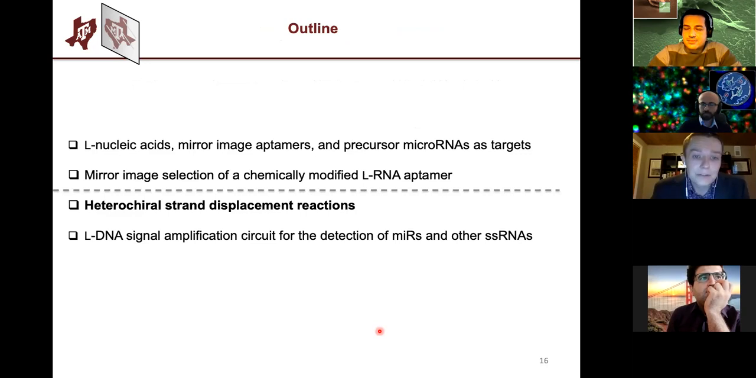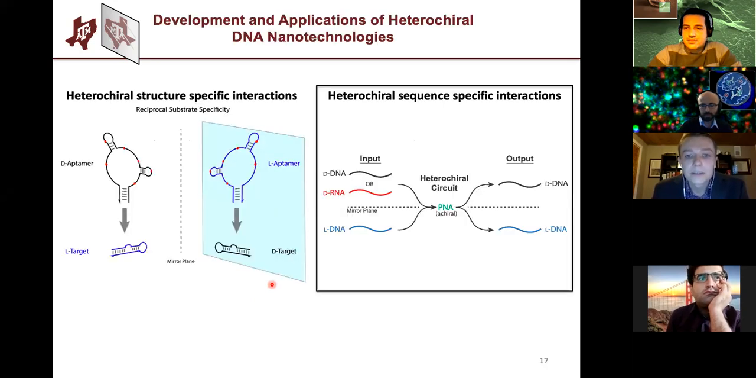So for the second half of this talk, I'm going to talk about how, despite the fact that L-DNA cannot hybridize to DNA or RNA, we achieved sequence-based communication between the enantiomers. I'm going to follow it up with a signal amplification circuit based on this. And then at the end, I'll tell you about what everyone else in my lab's been doing.